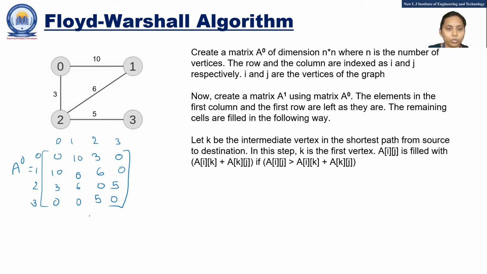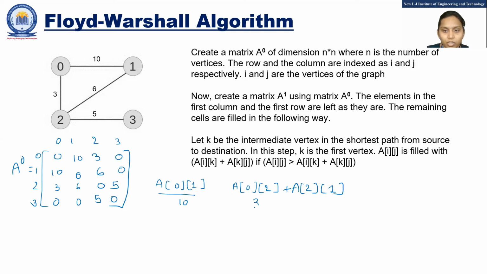So this is my A0. Now you have to check, if you want to traverse, that this value is 10, but check if I want to reach location 1 via node 2. This is node 0 to node 1 but via node 2. If this total distance is smaller than the original weight, then you should update that.